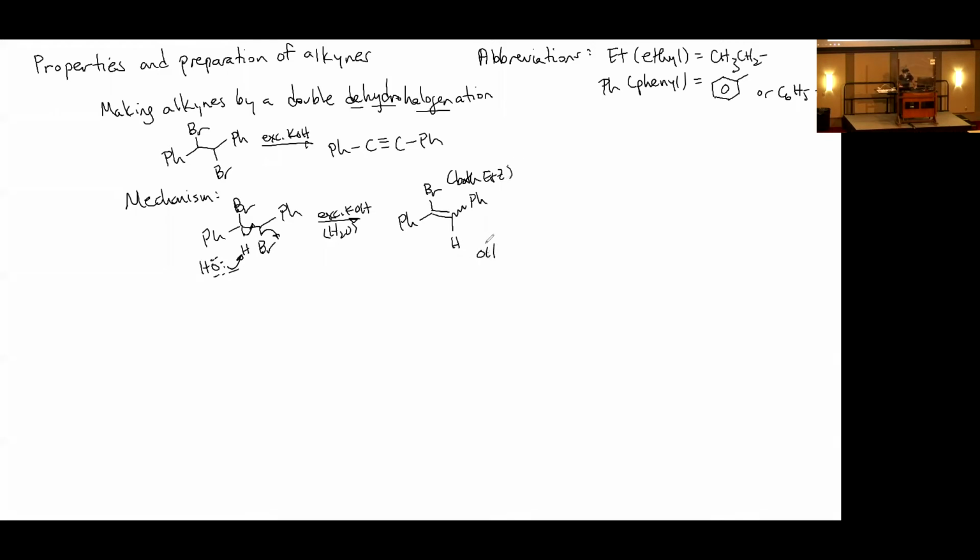We'll have another hydroxide ion come in. That's why I said we needed an excess. And that will pull off this proton, again, the one that's on the carbon next to the halide that's going to leave. We'll push that in, get another pi bond, and lose another halide ion, and we will get our diphenylacetylene in this case. So there's no E or Z distinction with an alkyne. So it doesn't matter at all.